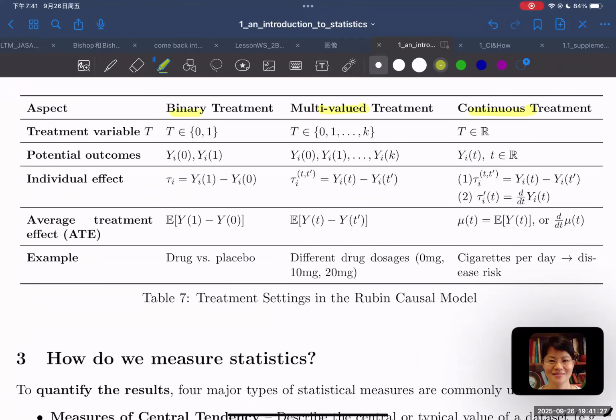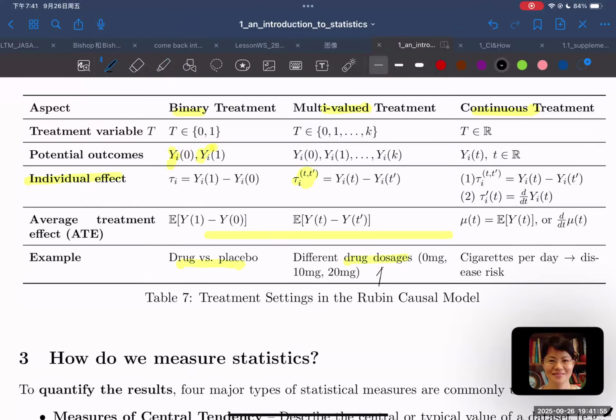For each of them, you would have some outcome. For individual effects, we do it this way. For average treatment effects, this is what we have. And the different scenarios are like a drug against a placebo, or different drug dosages. For this one, I can give more examples.